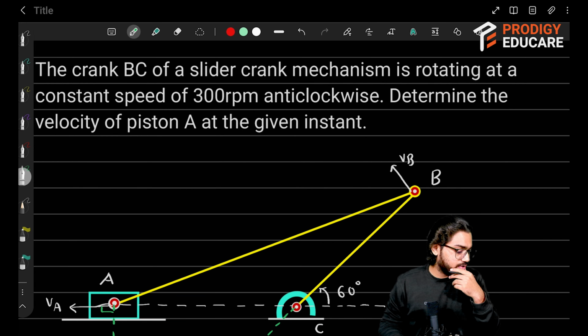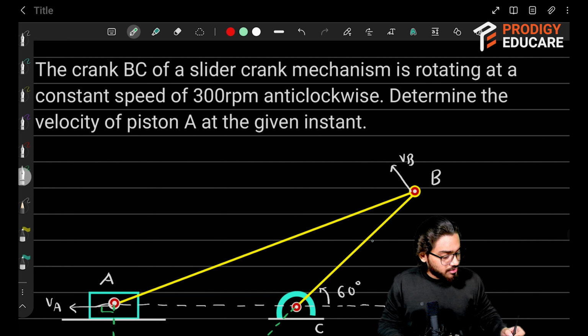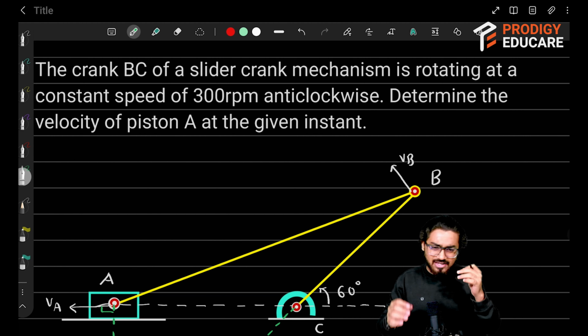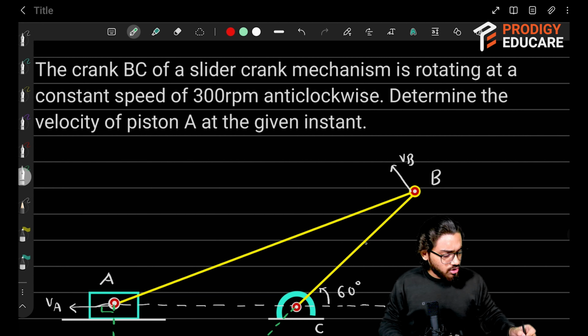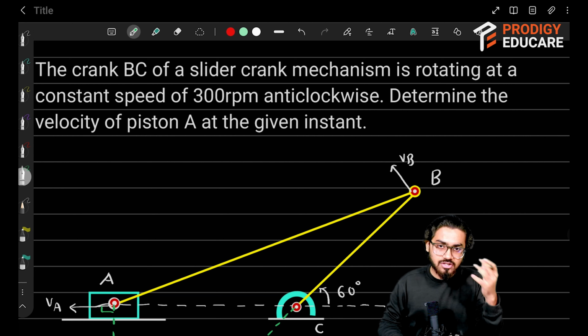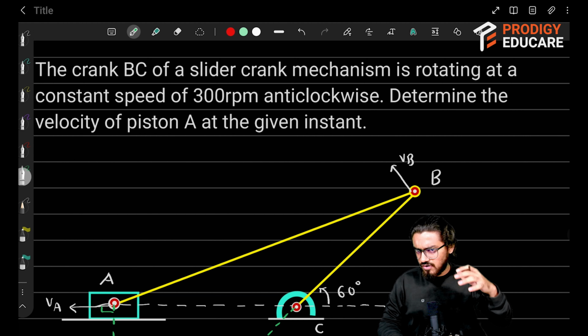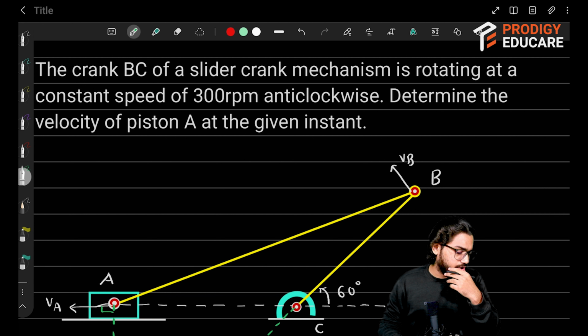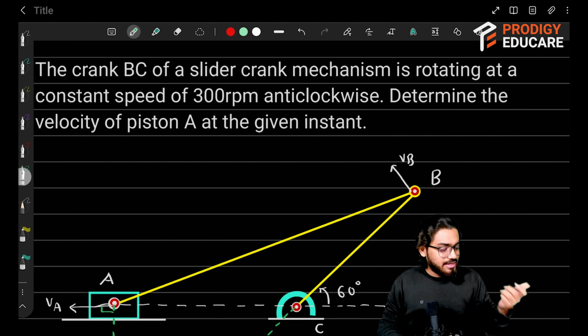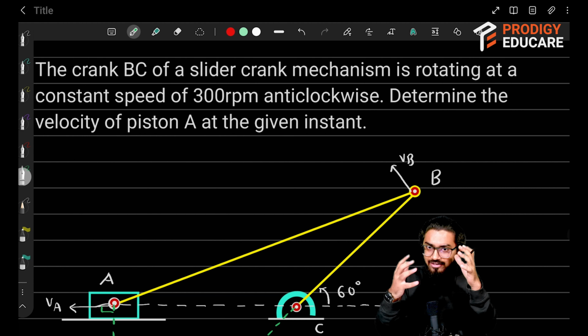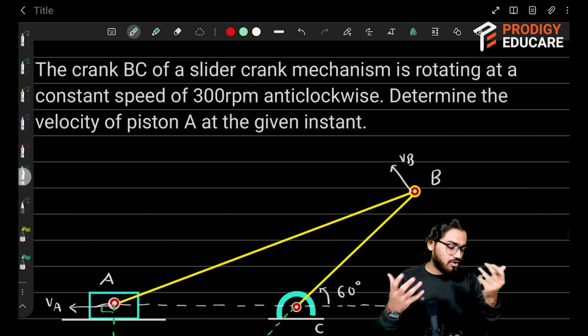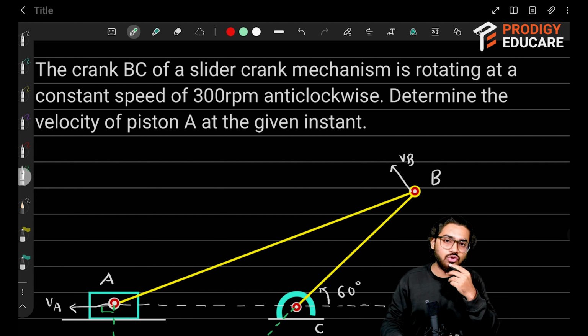The crank BC of a slider crank mechanism is rotating at a constant speed of 300 RPM in anti-clockwise direction. That means this particular rod BC, here we have a slider crank mechanism, and at this particular instance, your rod BC is rotating at a speed of 300 RPM, or 300 rotations per minute. It's a practical unit. First of all, we'll need to convert it into your SI unit. Determine the velocity of piston A at this given instant. So at this particular instant, what is the velocity of this slider A that we need to evaluate?